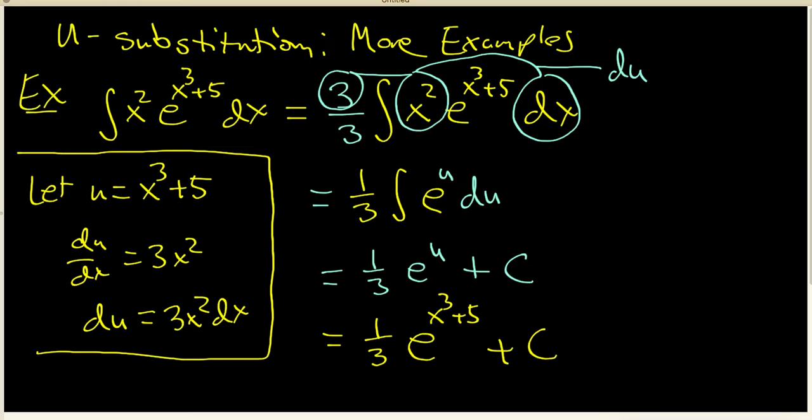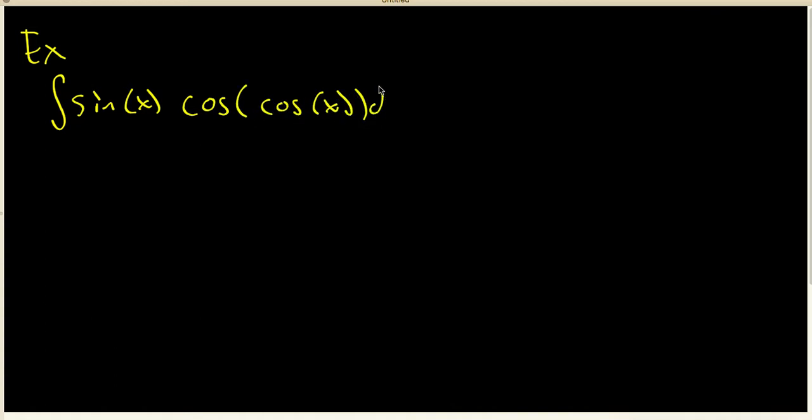So let's look at another example. This example, I want to find the antiderivative of, let's make it the sine of x times the cosine of cosine x dx. Now, this is kind of a strange looking thing, but what again I want to do is I want to realize that the cosine of the cosine is indeed a composition.